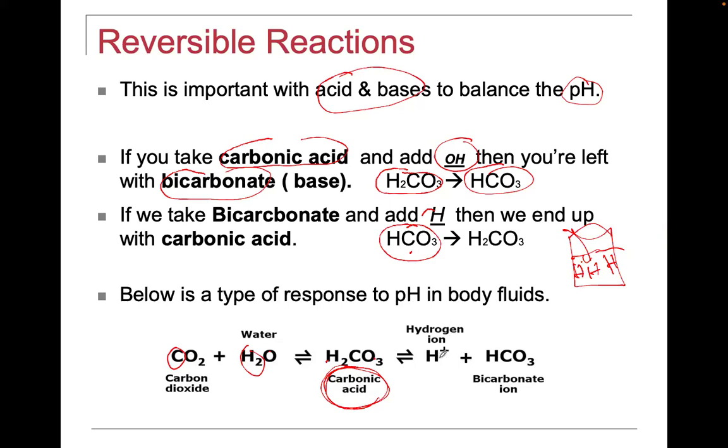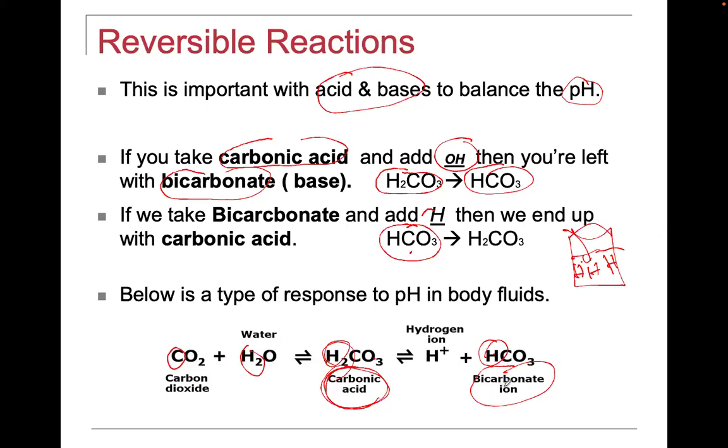Now, if the body says, hey, we don't want all this acid, then we can remove a hydrogen from that. We can split that and be left with HCO3, which is a bicarbonate. When you remove hydrogens, you become more alkaline. When you're adding hydrogens, you become more acidic. This has more hydrogens than this, so this becomes alkaline, this becomes acidic. But this can go backwards.